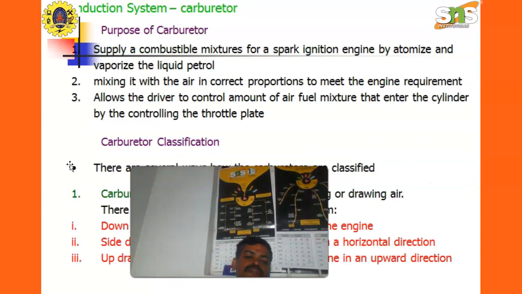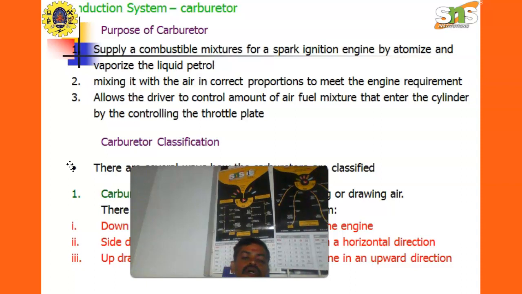The purpose of the carburetor is to supply the combustible mixture for the spark ignition engine by atomization and vaporization of the liquid petrol, mixing it with air in correct proportions to meet the engine requirements. It allows the driver to control the amount of air-fuel mixture that enters the cylinder by controlling the throttle plate.